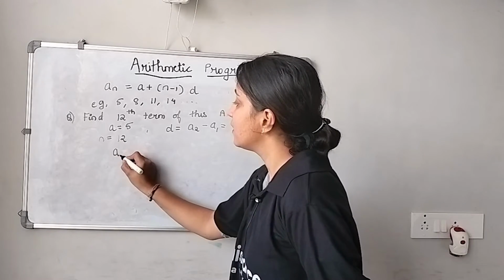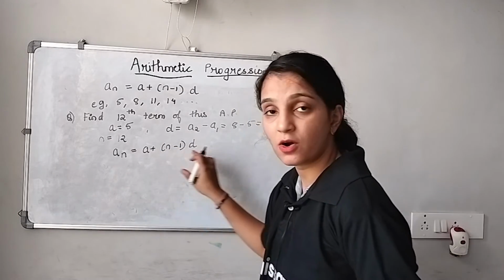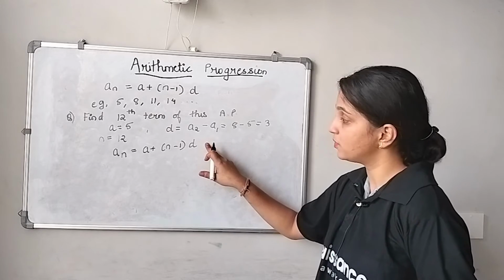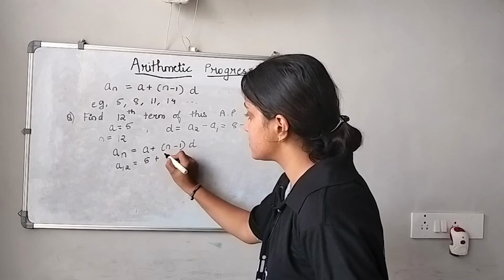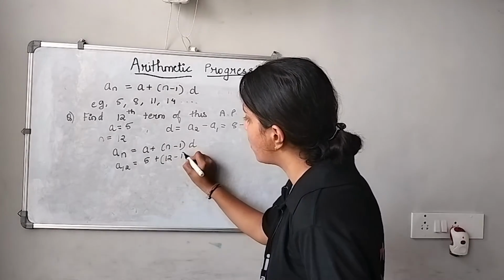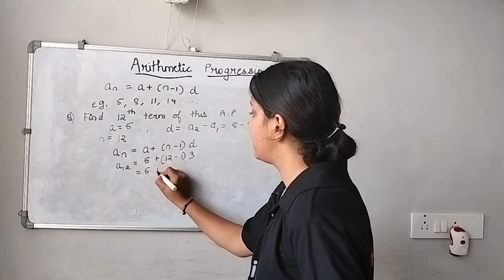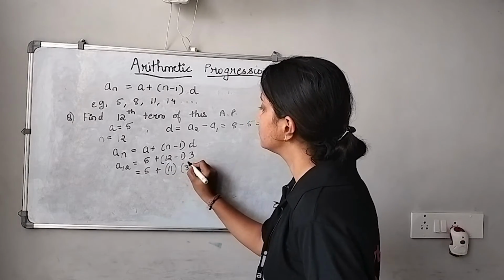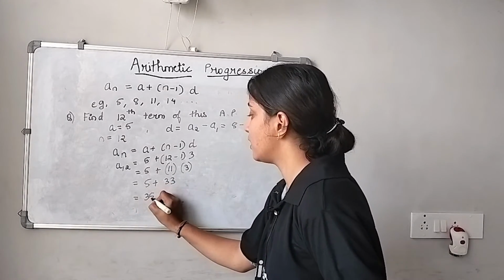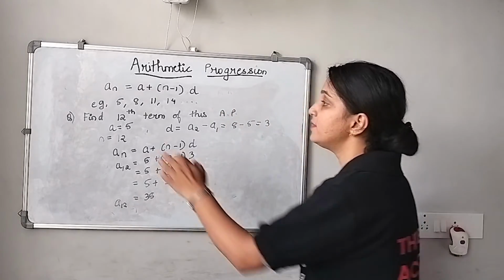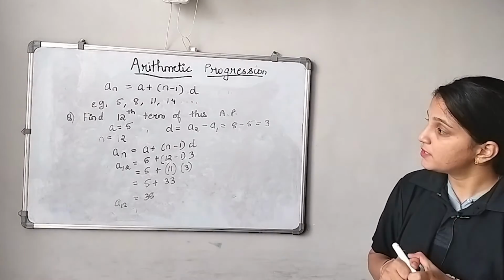So an is equal to a plus n minus 1 into d. First, always write the formula. That is very important. So A12 equals A, which is 5, plus N, which is 12, minus 1, and D is 3. So 5 plus 11 into 3. So 5 plus 33. So 38 is your answer. So the 12th term of this AP will be 38. Okay. So we'll move on to the next question.